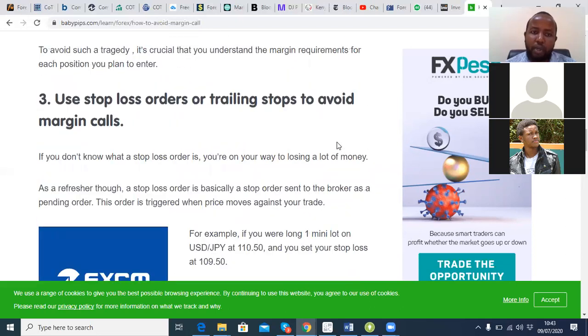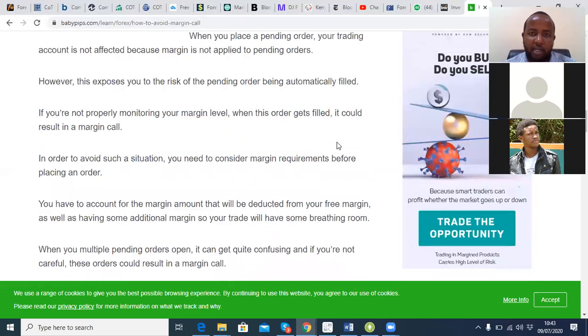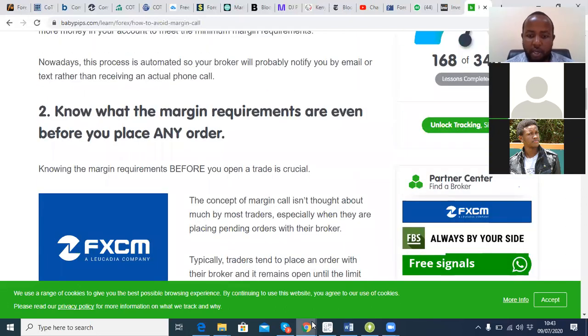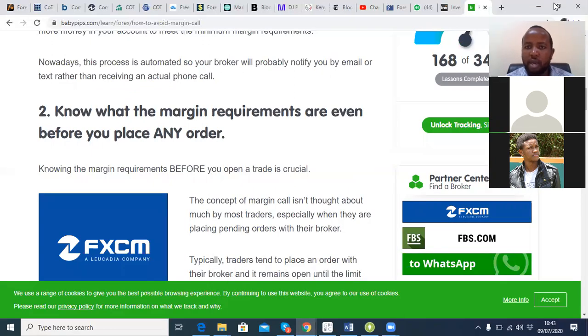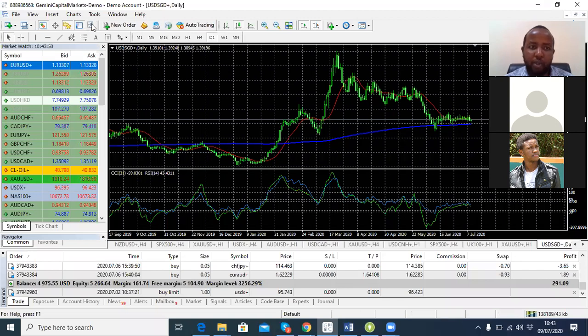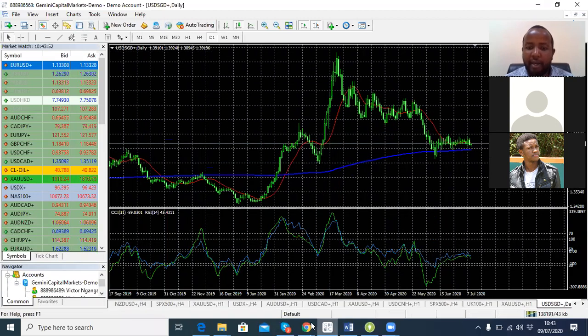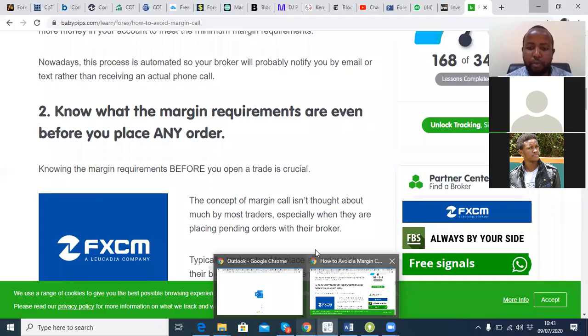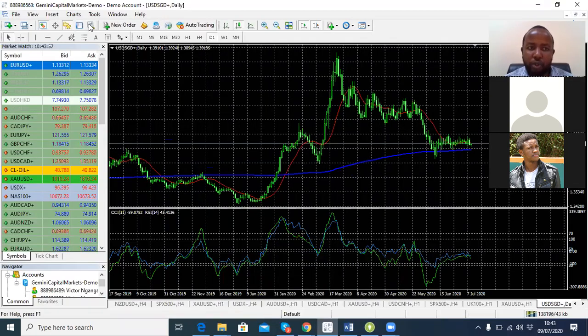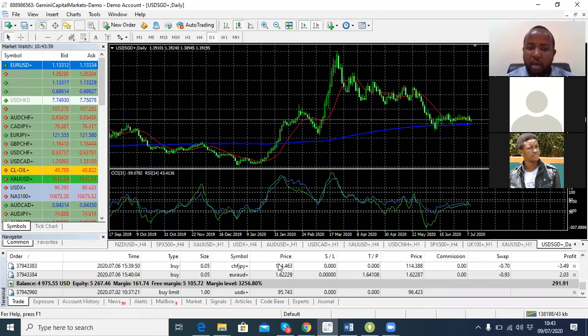Then use stop loss orders or trailing stop. This one I'm going to show you. I think we even did it last time. So right now, let me go to the charts so that at least we have a look at what has been happening this week. First of all, do we have any questions on margin? Anyone on margin level or free margin? You can raise your hand or you can chat me here on the side as I continue.